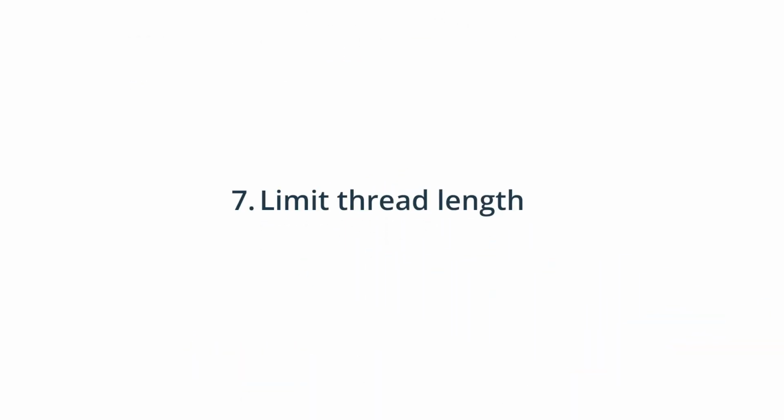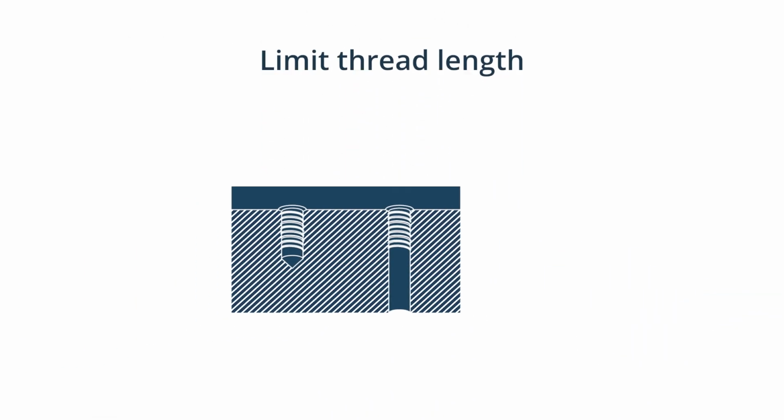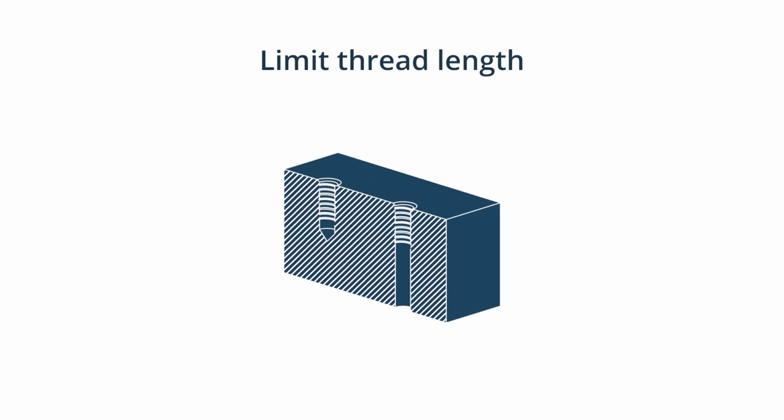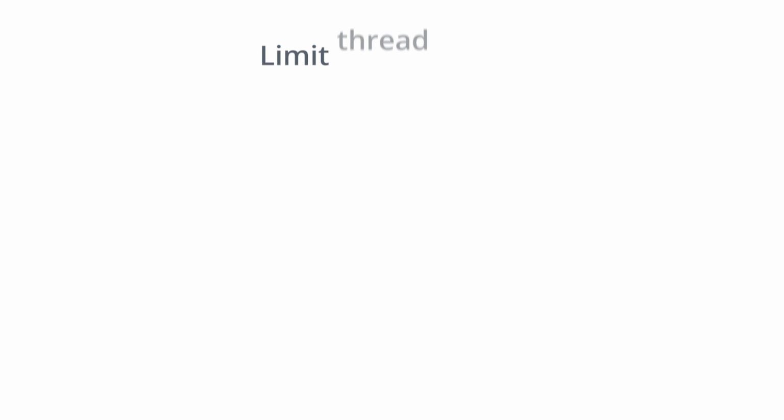7. Limit thread length. Unnecessarily long threads increase machining costs. The strength of the connection does not increase when the thread length exceeds the diameter by more than 1.5 times. Designing thread should be no longer than 2 times the hole diameter. For blind holes, add an unthreaded length of at least half the diameter at the bottom of the hole.